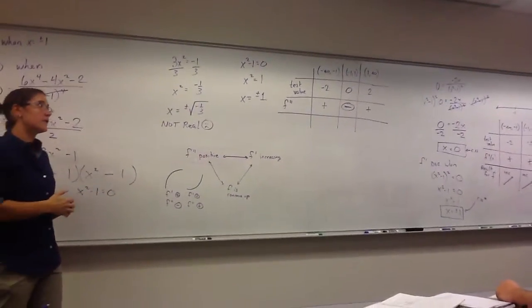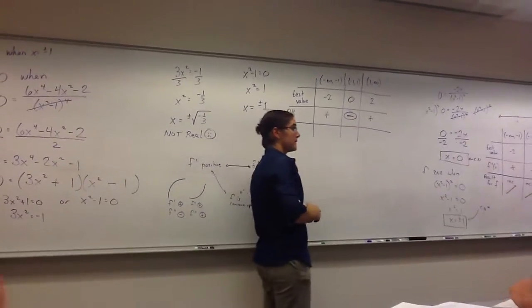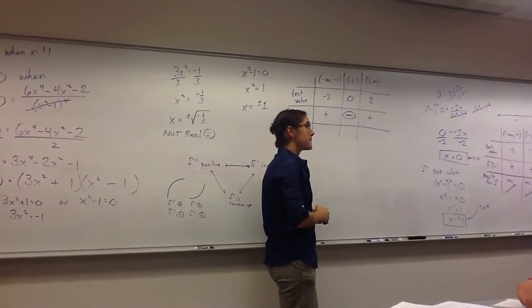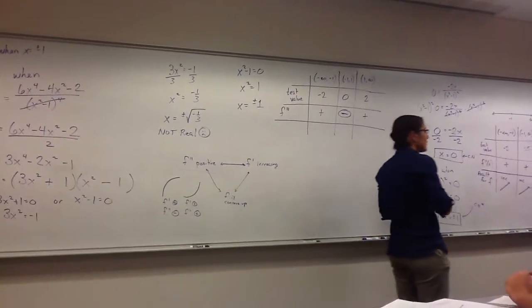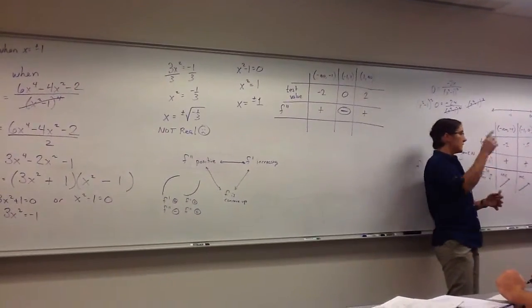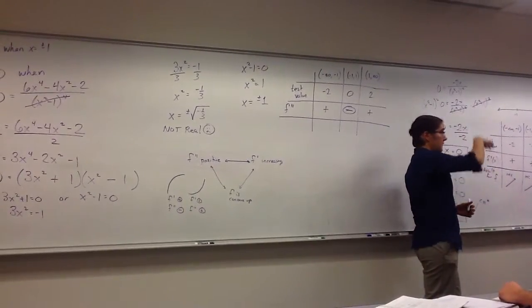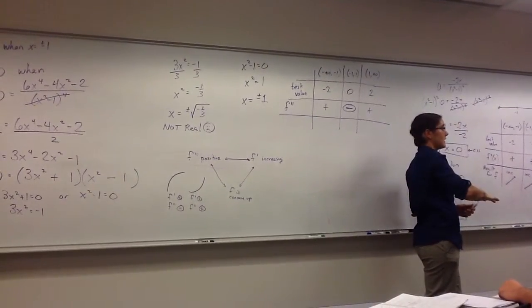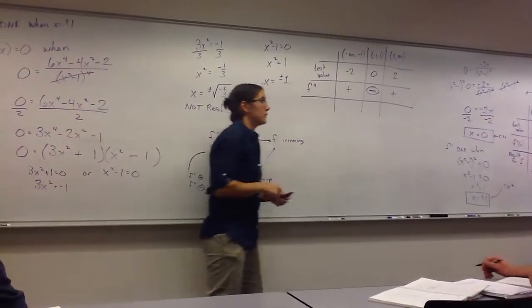Yeah? So when finding concavity, can you plug in those test values into the original function? If you plug those test values into the original f, then what you're doing is figuring out where the original function f is above and below the x-axis. So we want to figure out where f double prime is above and below the x-axis.